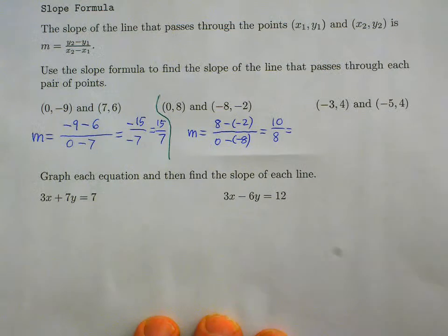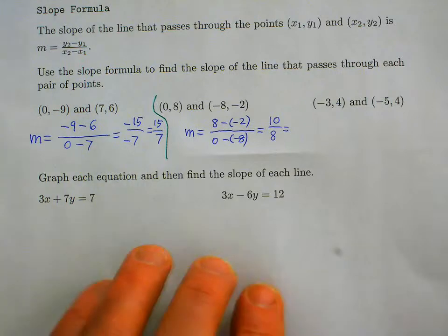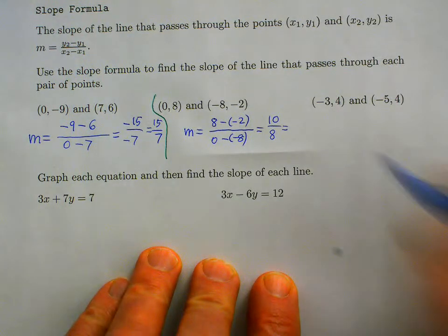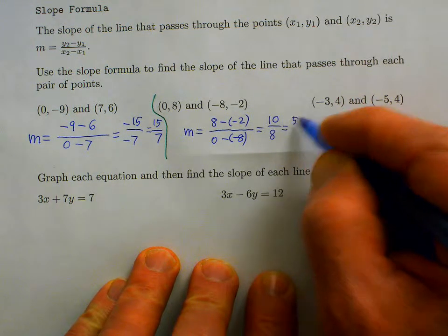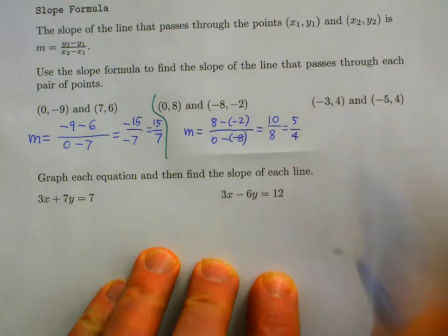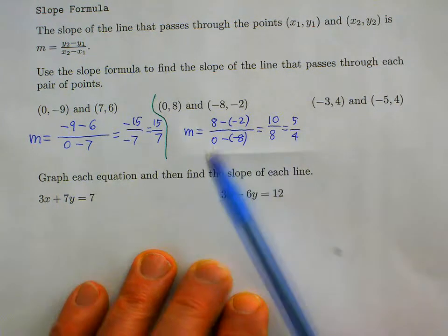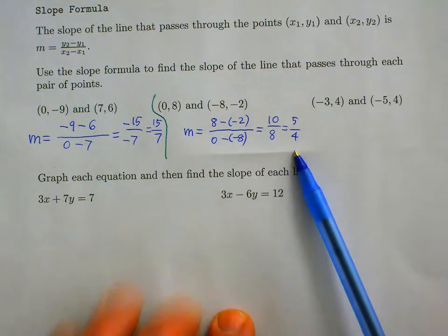And then we want to write fractions in lowest terms. 10 over 8 reduces to 5 over 4. So the slope of the line that passes through those 2 points is 5/4.